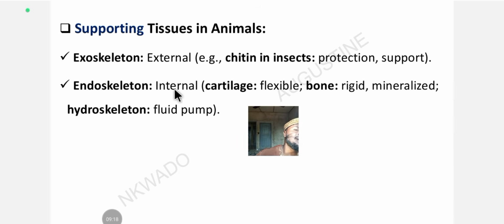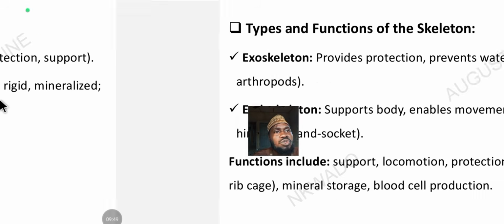So you have the internal skeleton, which consists of cartilage, which is flexible, and bone, which is rigid and mineralized. When you say bone is mineralized, it means that bone contains minerals such as calcium and phosphorus. So the hydroskeleton consists of the fluid pump and the pathway, pumping of fluid, enabling movement, like in earthworm, for example. That's where you have the hydroskeleton.